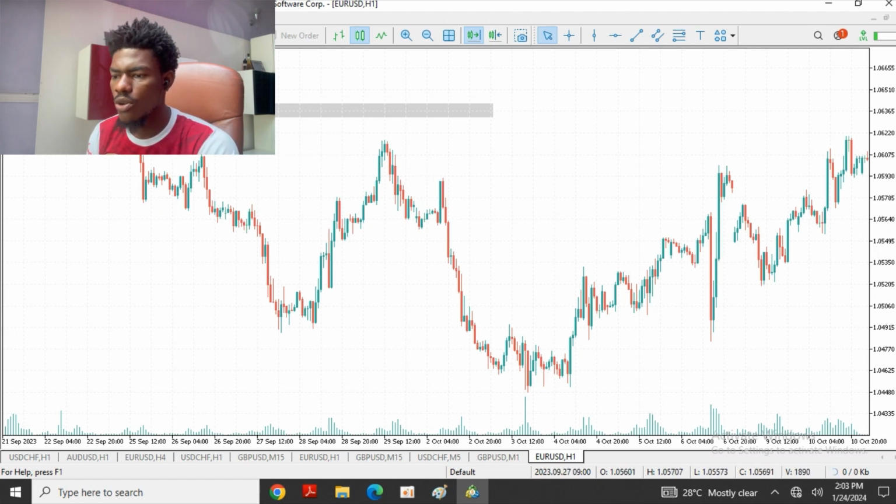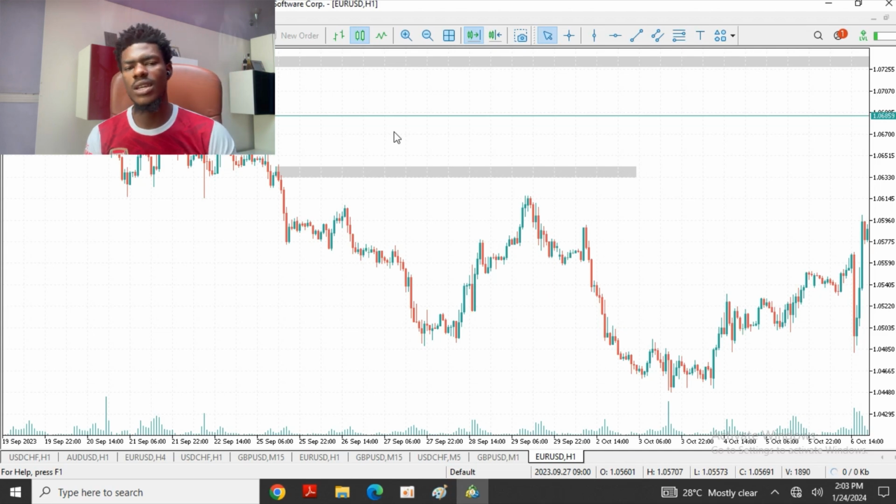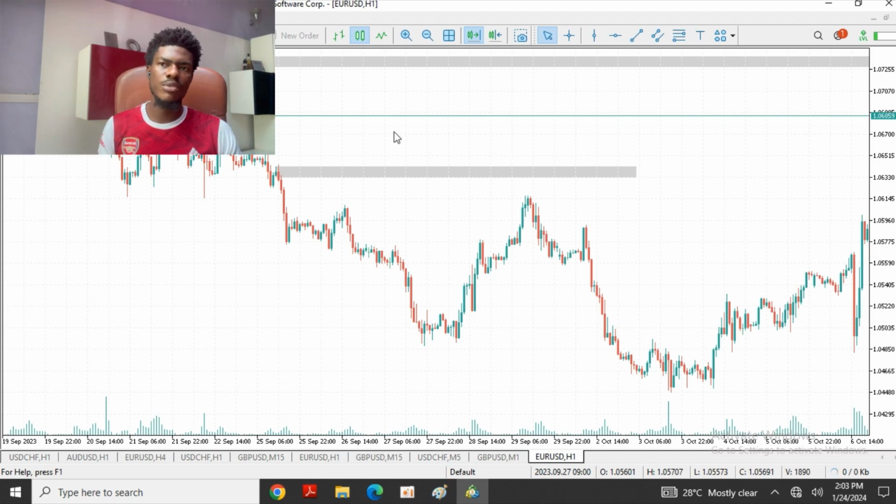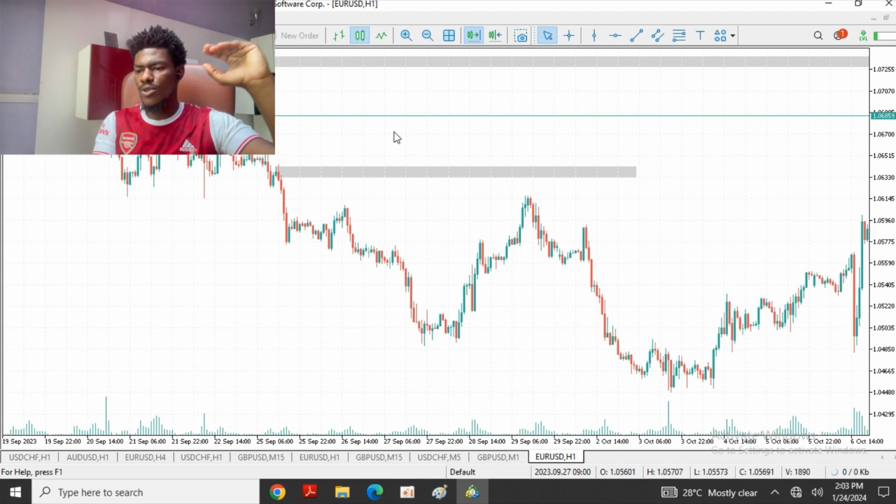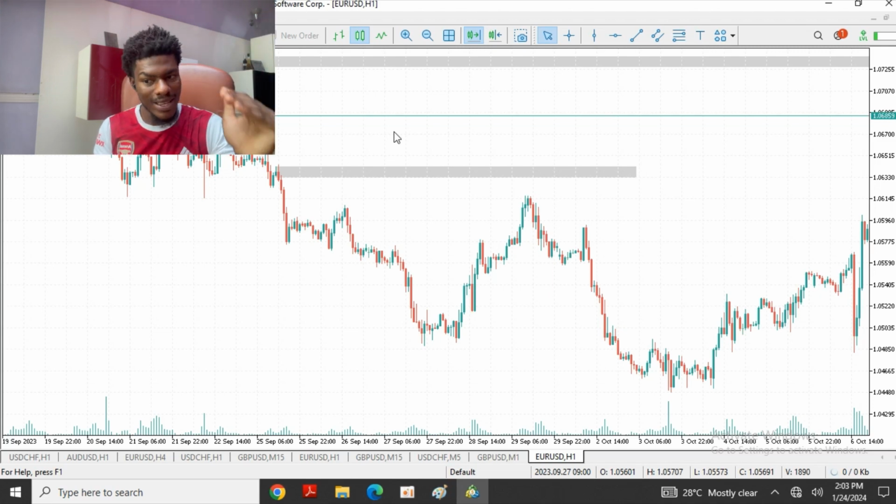You understand? When I mean mitigated and unmitigated, mitigated means an order block that has already been tested, an order block that price has already come inside of, is no longer valid again. Since you've taken your trade from that order block, you just erase the block. So when market comes back to it, you will not enter it again. Market will break past it because it has been mitigated already, it has been tested already.